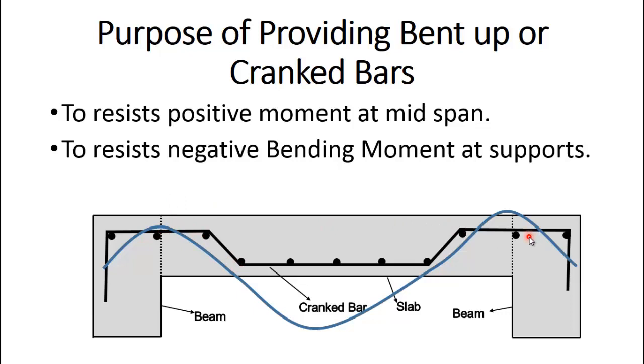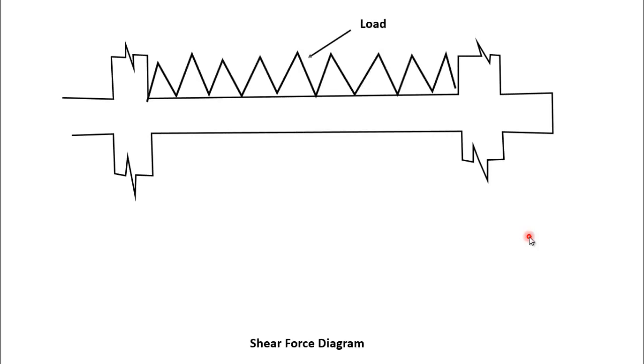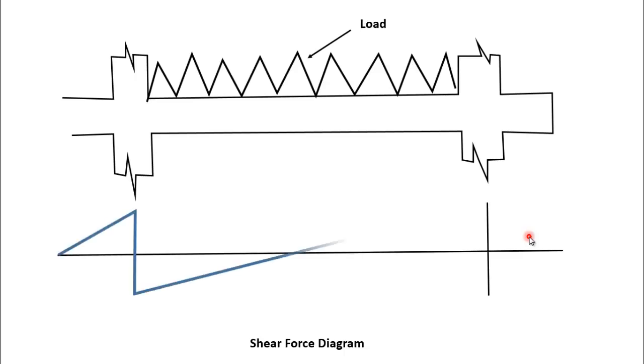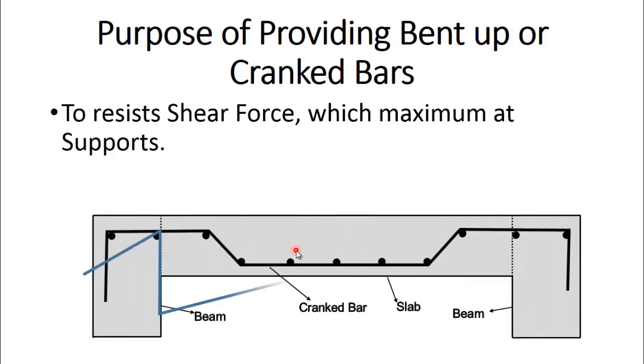We will also discuss other functions of bent up bars. For this we will discuss the qualitative shear force diagram of the same beam. For the same beam, if you want to draw a qualitative shear force diagram, the shear force diagram will look like this. Here you can see that at support the shear force is maximum, while at mid span the shear force is 0. So we can say that bent up bars also help in resisting shear force, which is maximum at supports. So these bent up bars can also help in resisting shear force.